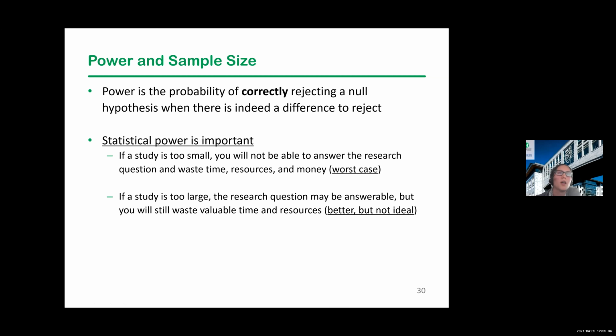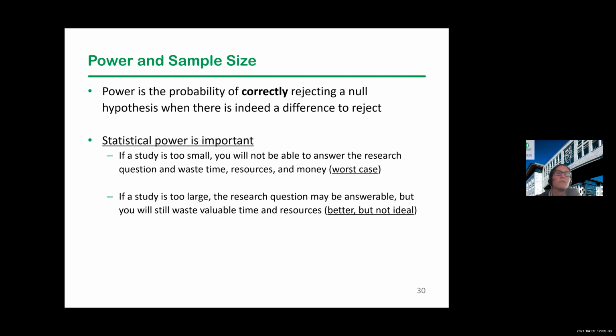So now that we have that statistical hypothesis, we can talk about power, and power is the probability of correctly rejecting a null hypothesis when it should be rejected, when indeed there is a difference to reject. The reason why statistical power is important to talk about in terms of these studies is if a study is too small, if you don't have enough patients, you will not be able to answer the research question, and you'll waste time, resources, and money, which is the worst case.